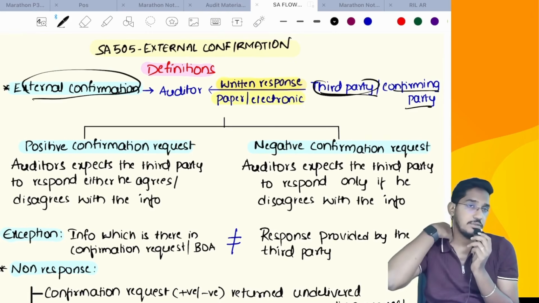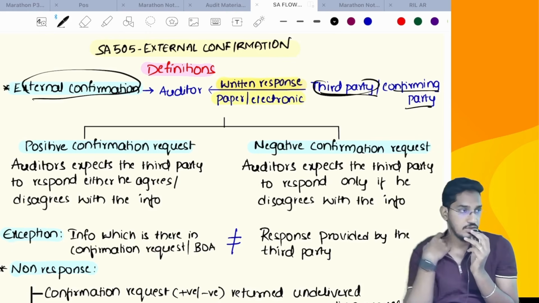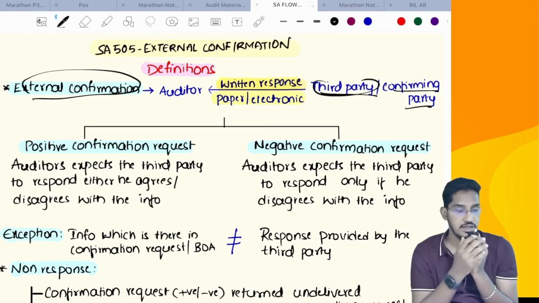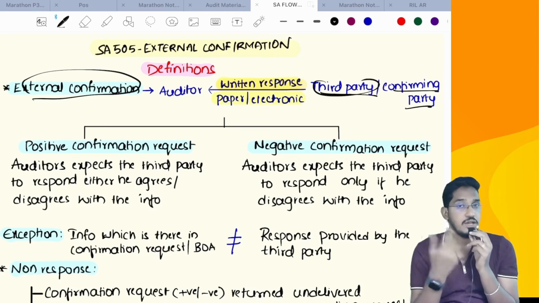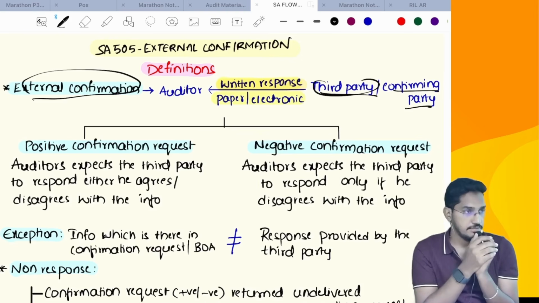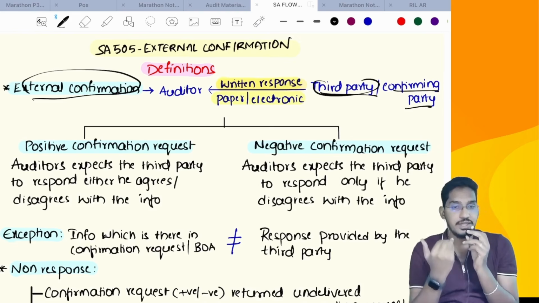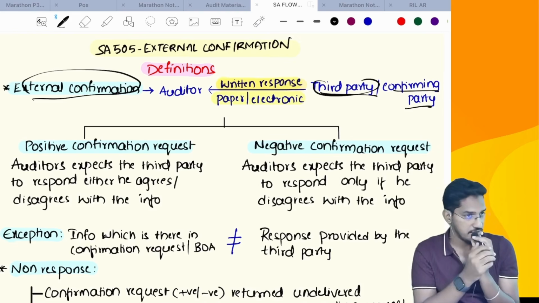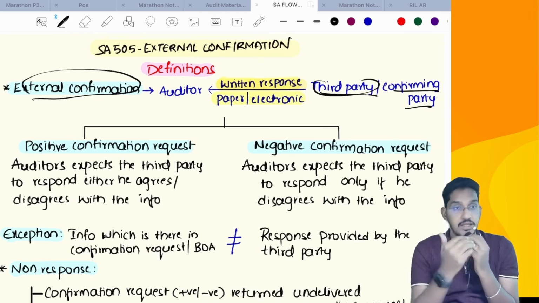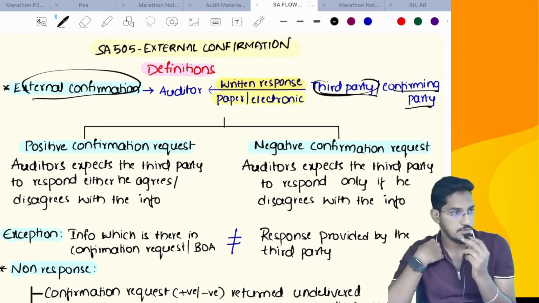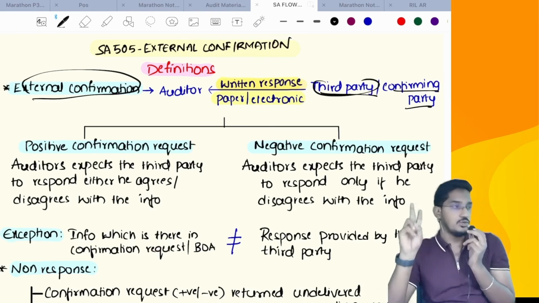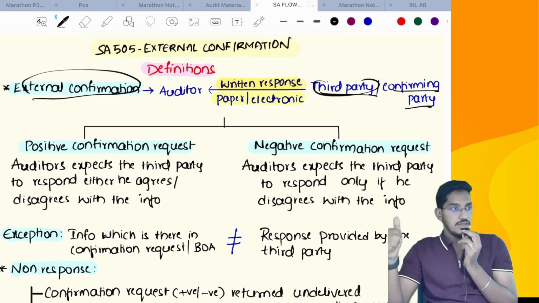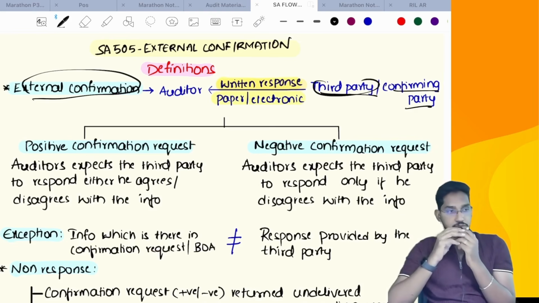Now these confirmations you can get in two ways. As an auditor, in external confirmation, we will ask for the information from the other party. That letter which you are sending, we call it a confirmation request. You want a written response, no? For getting that written response, you first have to ask for the information, either by way of email or letter. That request which you are sending, we call it a confirmation request. And that confirmation request can be of two types: positive confirmation request and negative confirmation request.